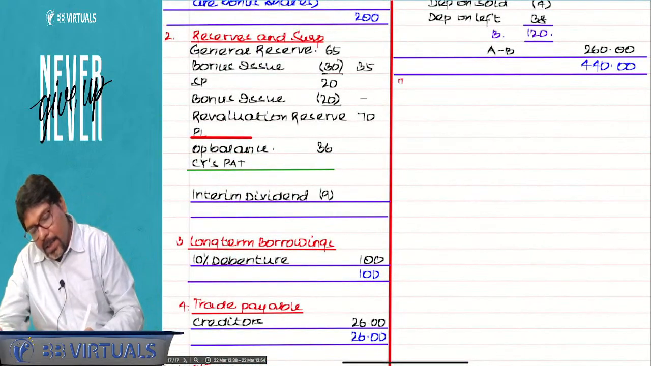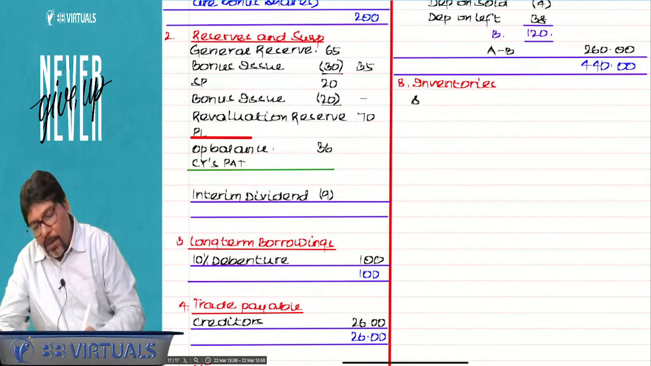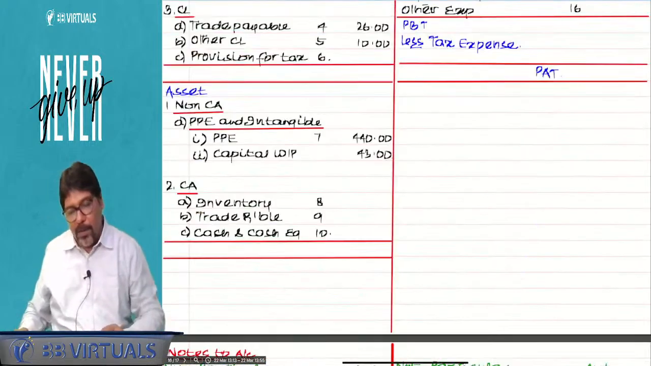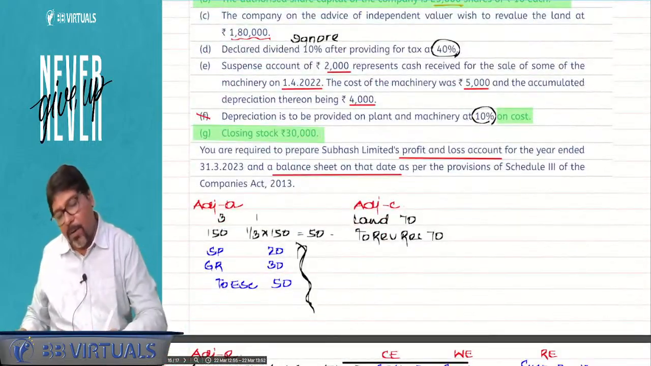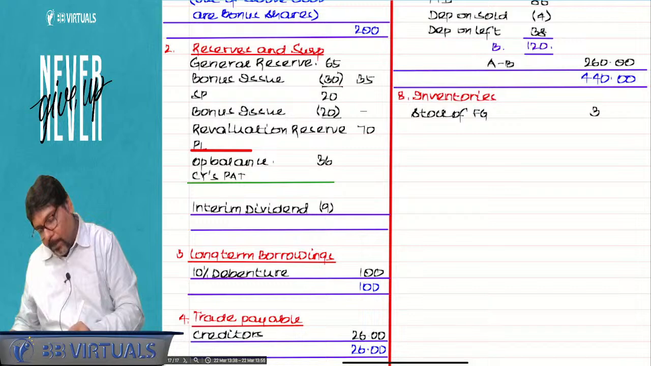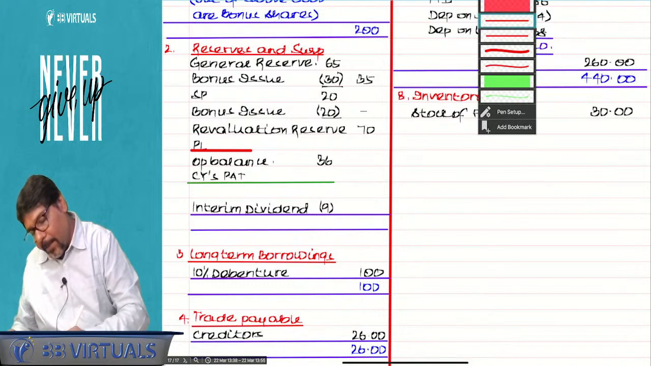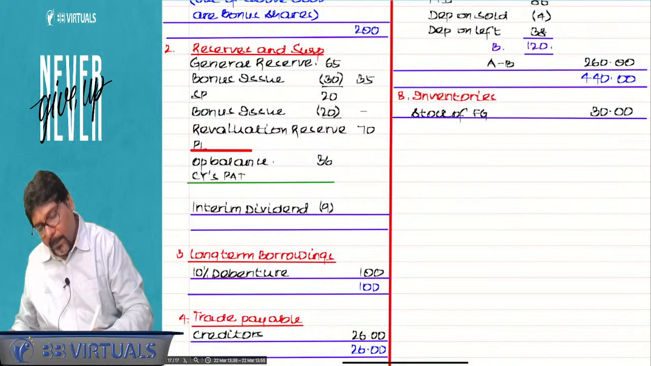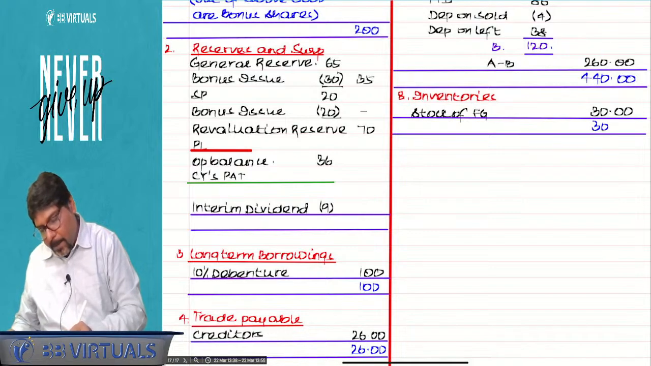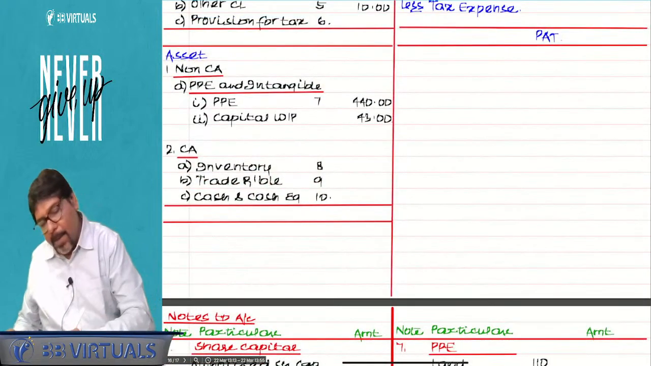Number 8. Stock of finished goods. Tell me, chartered, stock of finished goods is how much? 30. Yeah, closing stock is 30,000. So that will become 30. And that I'll write in the balance sheet.